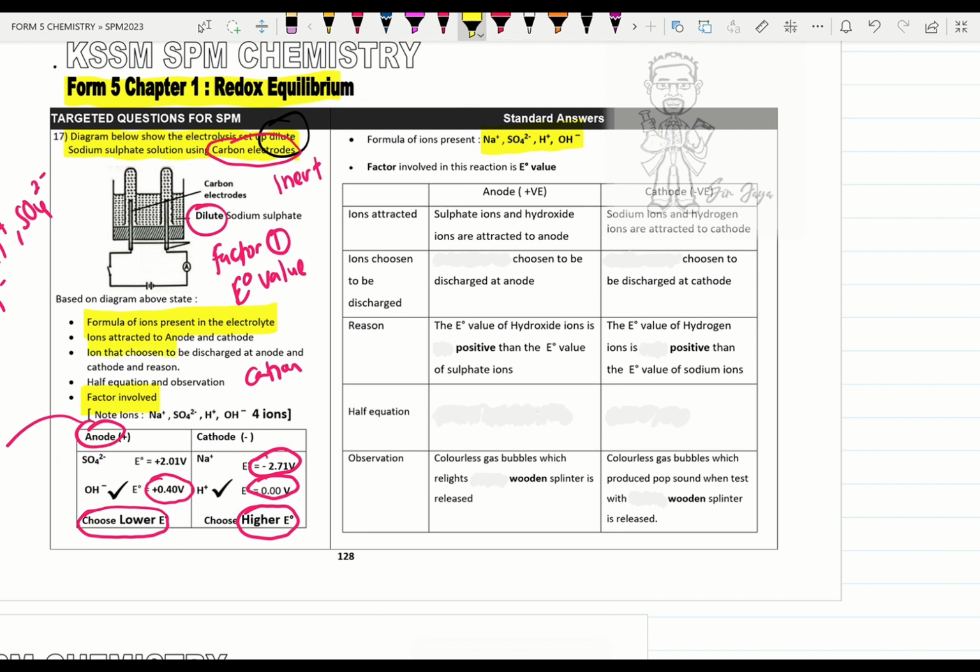Alright, so for the ions that move to the anode and cathode, sulfate ion and hydroxide ion are attracted to anode, while sodium ion and hydrogen ion are attracted to the cathode. The ion chosen to be discharged at anode will be hydroxide ion. This is because the E0 value of hydroxide ion is less positive than the E0 value of sulfate ion.